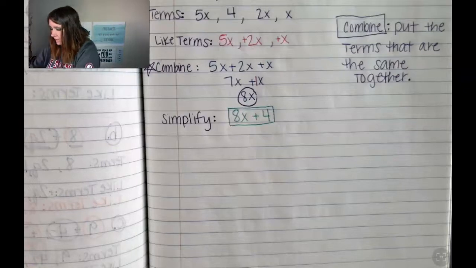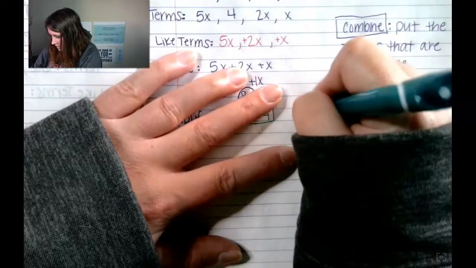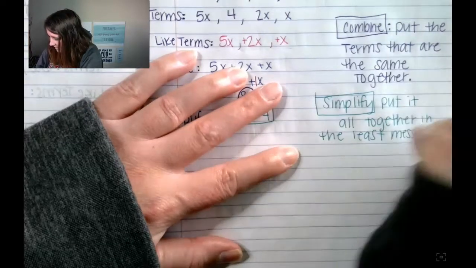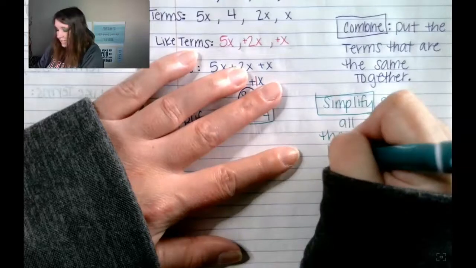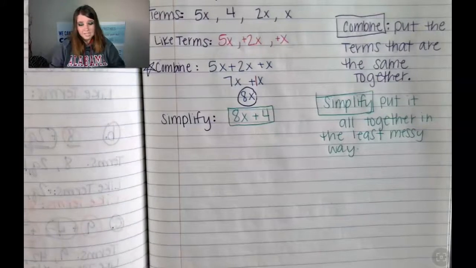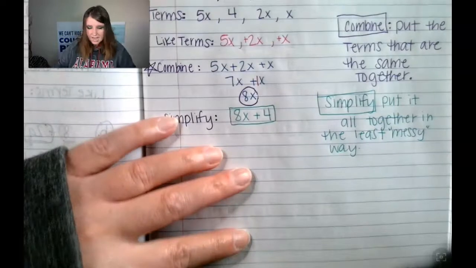So we can talk about simplifying as well. Simplify: put it all together in the least messy way. And by messy, I mean least operations, least things that are different, all of that kind of stuff. So we can put that in quotes, "messy." Okay, let's try another problem.